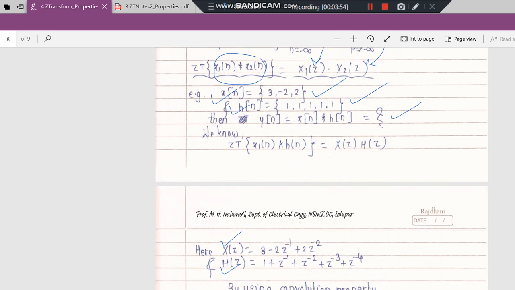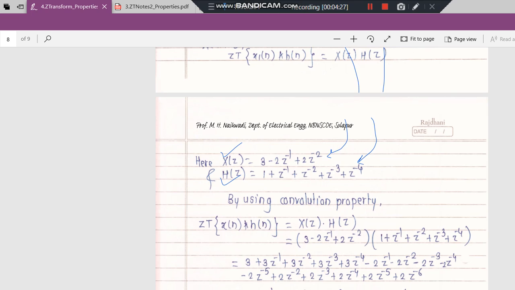Okay, so my first task is to write the Z transform of this x of n. x of n is a causal sequence. So the Z transform is simply what I have written here: 3 minus 2 into z raised to minus 1 plus 2 into z raised to minus 2. How to get this we have already seen by solving the numericals on Z transform. Similarly, I have to find out the Z transform of h of n. So my Z transform of h of n is like this. Similarly, I got this again from the same formula.